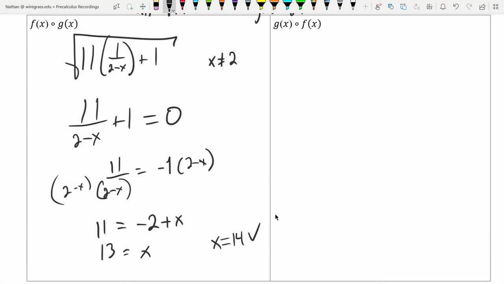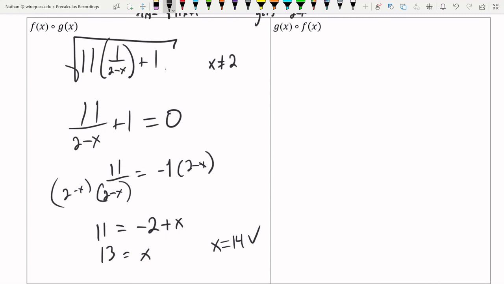Let's try x equal to 12. It's 1 over 2 minus 12, so it's going to be 1 over negative 10. 11 times negative 1/10 is going to be negative 11/10, which is less than negative 1. And when you add that together, underneath the radical you're going to get negative 1/12. And negative 1/12 does not work. So we know that x equal to 12 does not work. We can't allow it. So that means that x must be greater than or equal to 13.